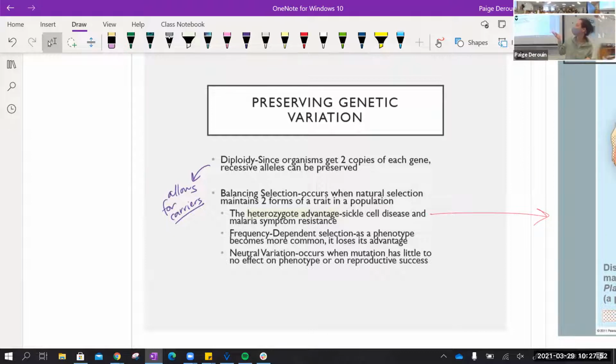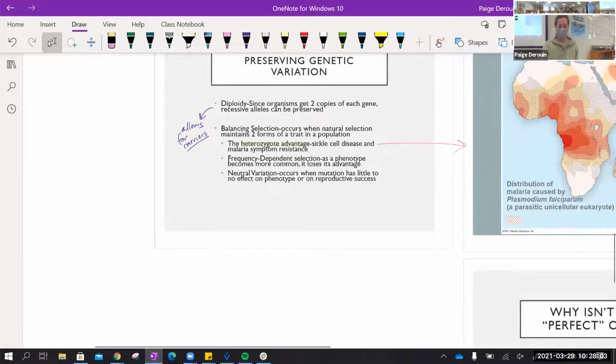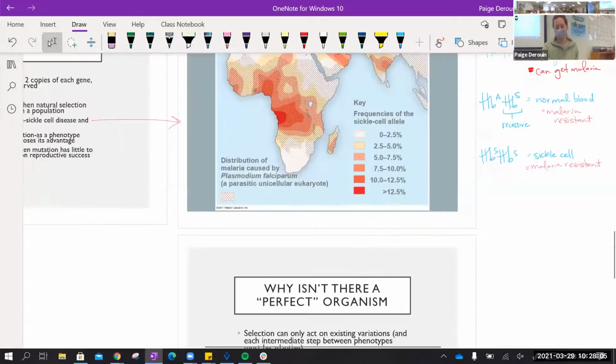And then neutral variation is when the mutation just doesn't matter. It's a silent mutation like we talked about before when we did mutation. So it won't really do anything. All right, here's the last thing about this, and then we're going to do a practice problem.